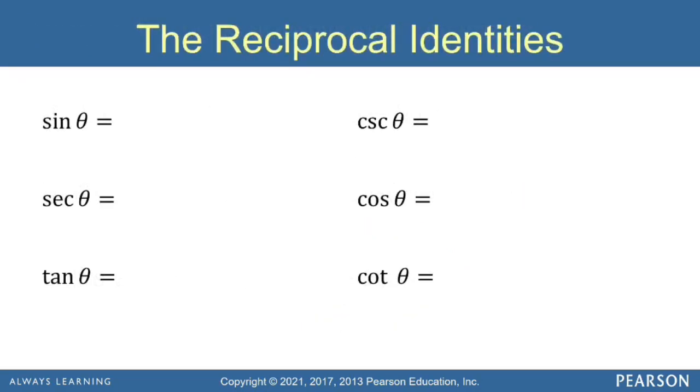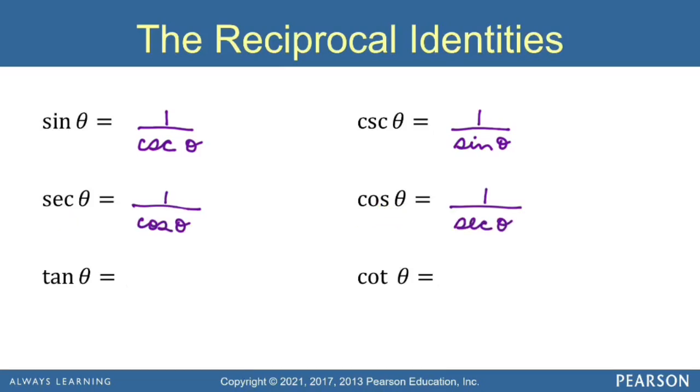You've already seen these and you've been using them all semester, so there's nothing new here, but let's just write them down again. So we know that the sine of theta is equal to 1 over the cosecant of theta, and that means that the cosecant of theta is equal to 1 over the sine of theta. The secant of theta is equal to 1 over the cosine of theta, which means that the cosine of theta is equal to 1 over the secant of theta. And the tangent of theta is equal to 1 over the cotangent of theta, and that means that the cotangent of theta is also equal to 1 over the tangent of theta.